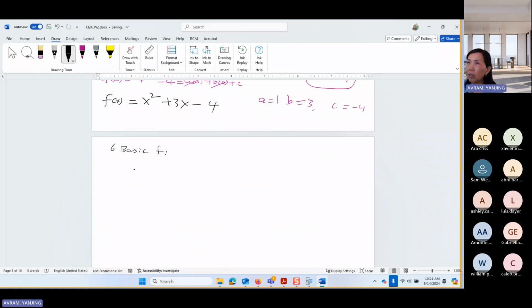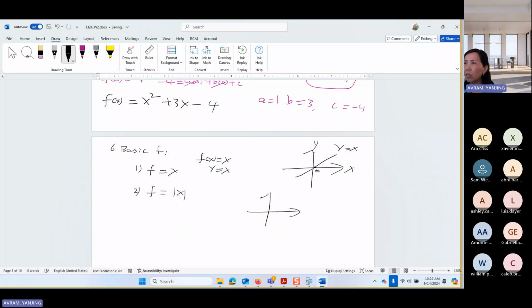The 6th basic function will be f of x equal to x, or y equal to x. This is called the identity function. That means y and x are always the same. The second one right here is y equal to the absolute value of x. All right, so that is y equal to the absolute value of x.